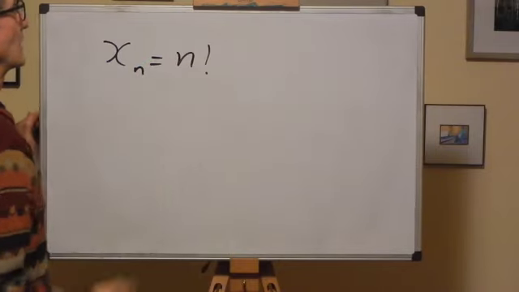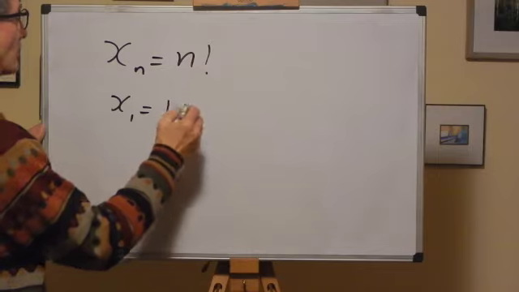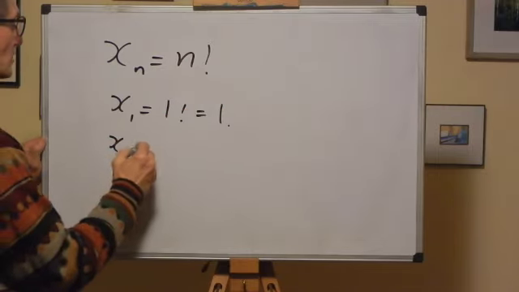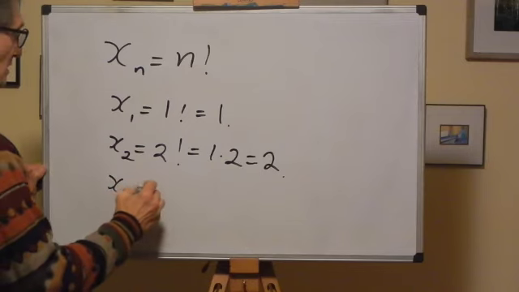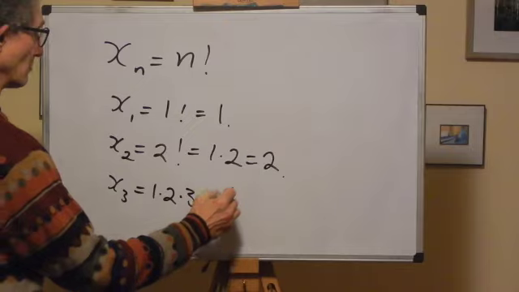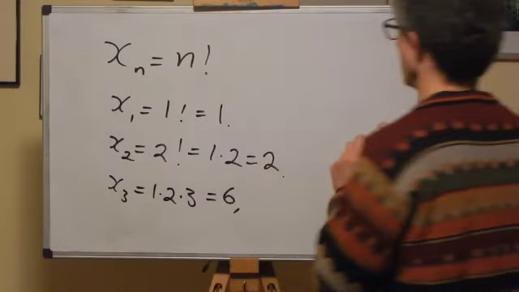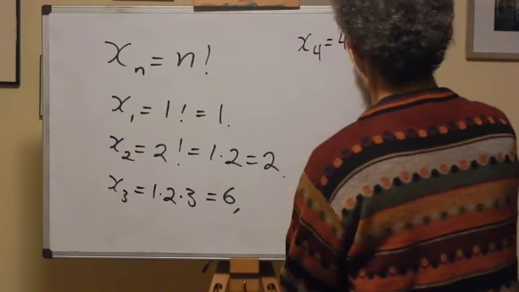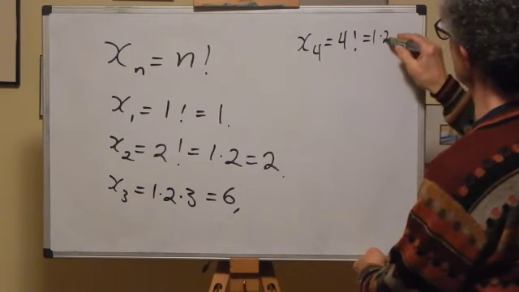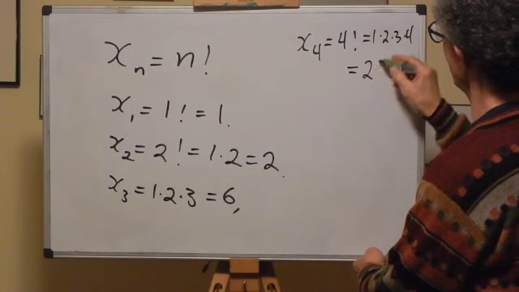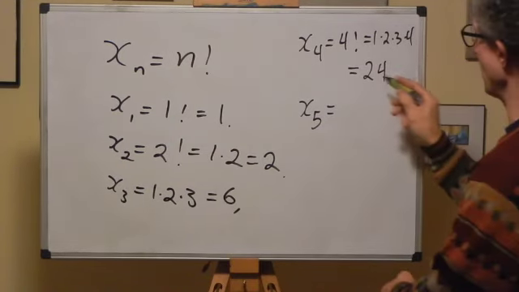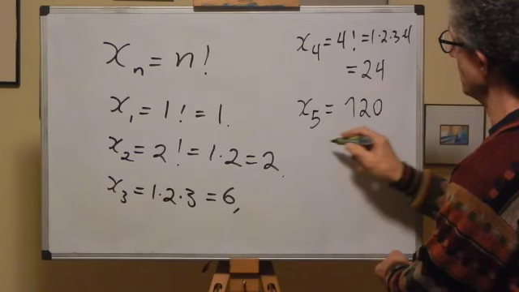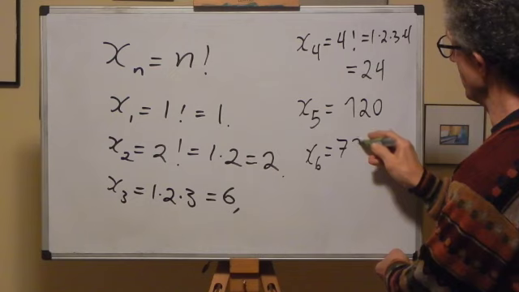So our first example is x sub n equal to n factorial, and so x sub 1 is 1 factorial, which is by definition 1, and x sub 2 is 2 factorial, which is 1 times 2, which is 2, and x3 is 1 times 2 times 3, which is 6, and x4 is 4 factorial, which is 1 times 2 times 3 times 4, or 24, and x5 is 1 times 2 times 3 times 4 times 5, so 24 times 5, which is 120, and x6 is 720, and so on.